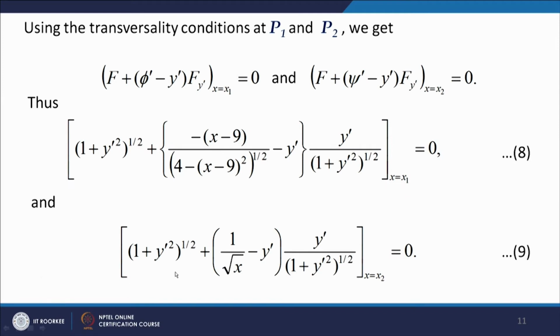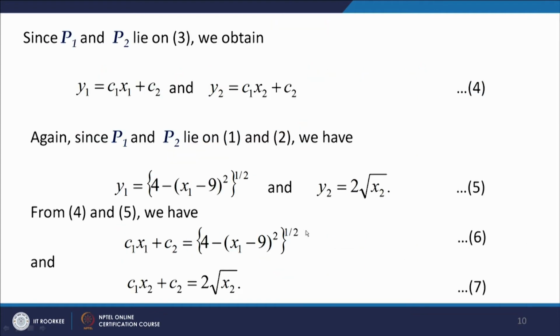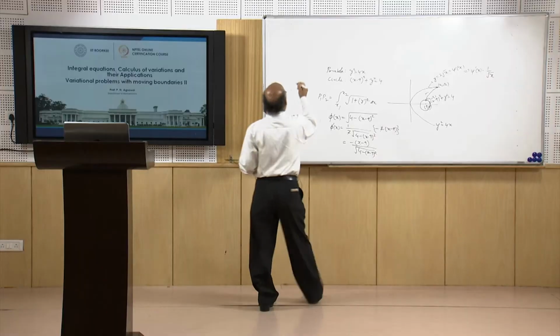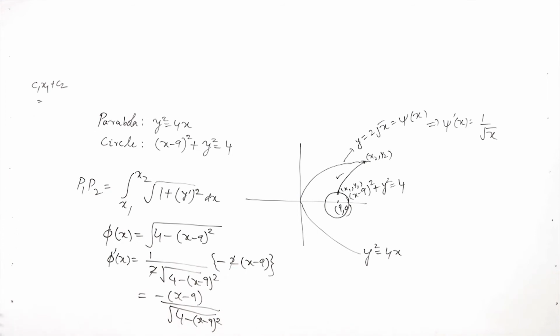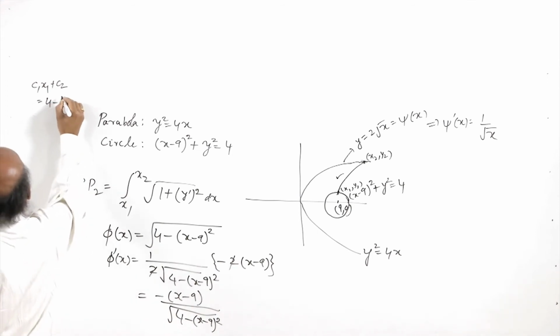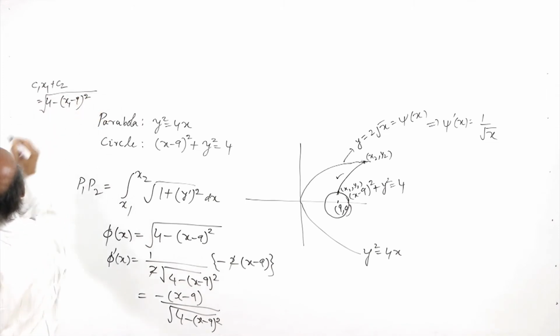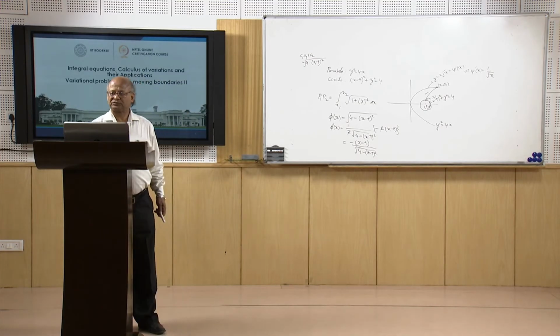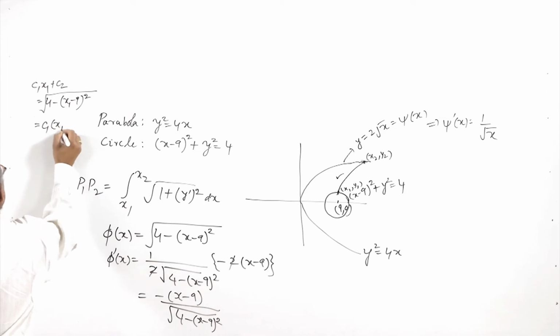equation 9 and then simplify, what you get is c1 equal to minus √x2. From equations 6 and 10, let us look at equation 6. Equation 6 is c1x1 + c2 equal to 4 minus (x1 − 9)² under root, this is 6, and what is 10? 10 is c1 times (x1 − 9). So this is equal to c1 times (x1 − 9).